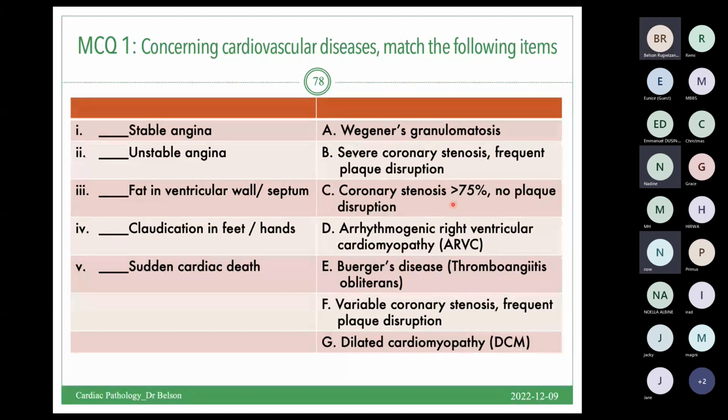D. Why D? Arrhythmogenic right ventricular cardiomyopathy. Why? Why do you think so? Okay, so it is when there is fat in the ventricular wall.